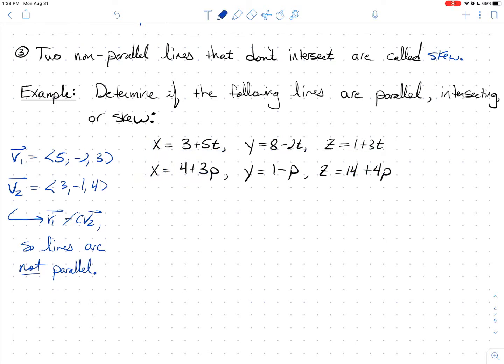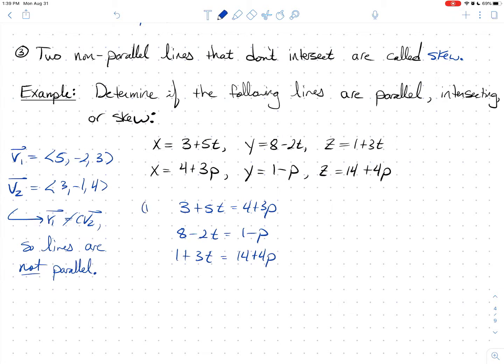And so when I'm looking to see if this line intersects, I get a system of two variables and 3 equations. So 3 plus 5t equals 4 plus 3p, that's the x's. Then I'm going to equate the y's. 8 minus 2t is 1 minus p. Then I'm going to equate the z's. 1 plus 3t is 14 plus 4p.